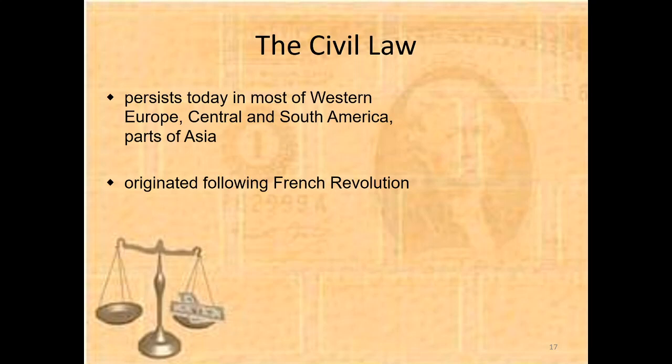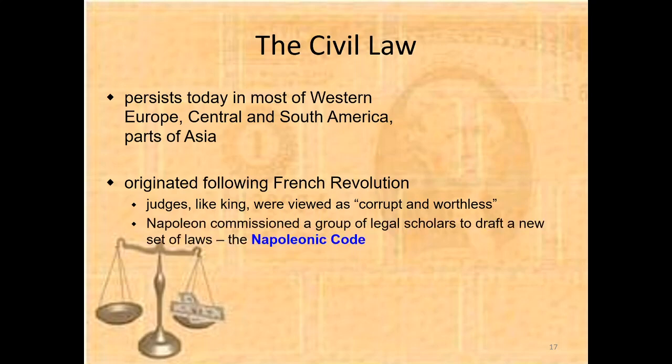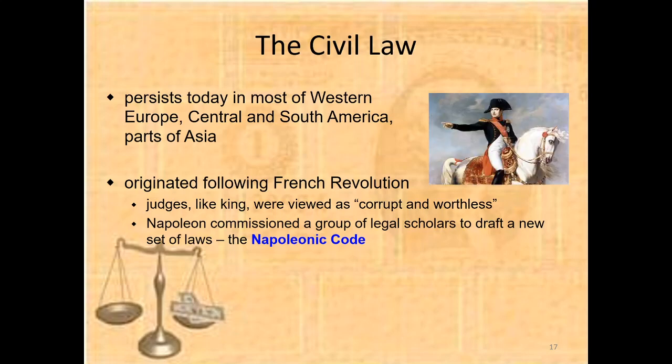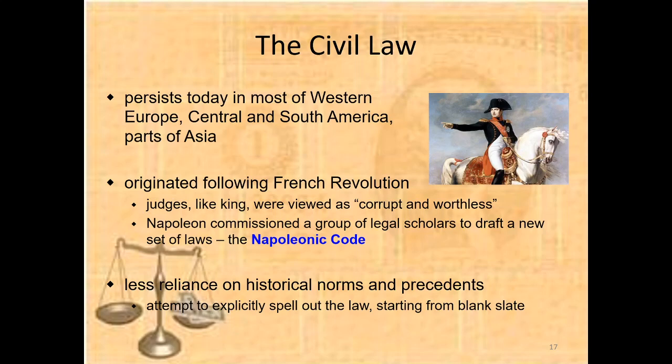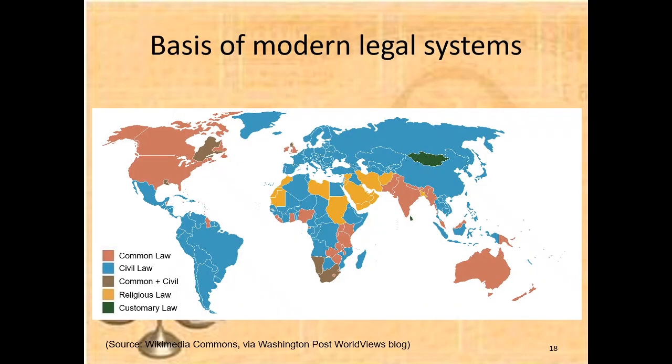The civil law tradition persists today in most of Western Europe, Central and South America, and parts of Asia. It originated following the French Revolution, when judges, like the king, were viewed as corrupt and worthless. So Napoleon commissioned a group of legal scholars to draft a new set of laws, the Napoleonic Code or Code Napoleon. So there was less reliance on historical norms and precedents. Precedents and historical norms were treated as less reliable, and they attempted to explicitly spell out the law starting from a blank slate. So legal argument appeals directly to written law and commentary. So this is the function of this system.